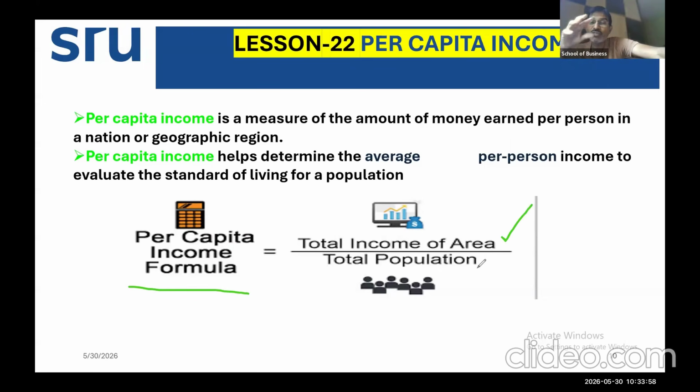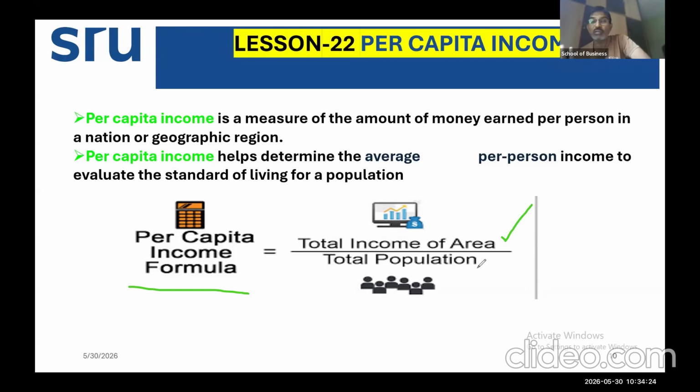Assume that in your area, if you are living in Bangalore, some 5 crores of people are living. So total income of 5 crores by the total population. Now, in a country, what happens? All the population who are living in that region will not work. But for calculation, we will consider all the people, whether they are earning money or not.